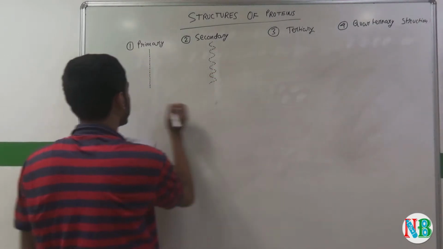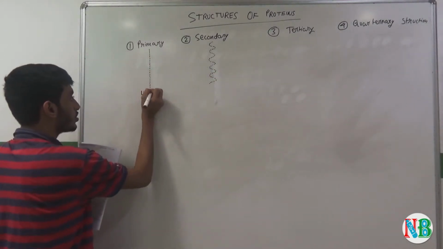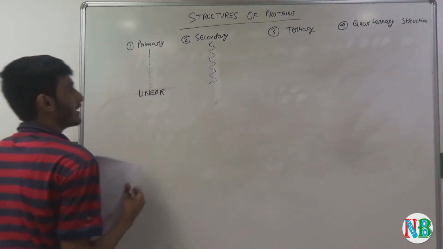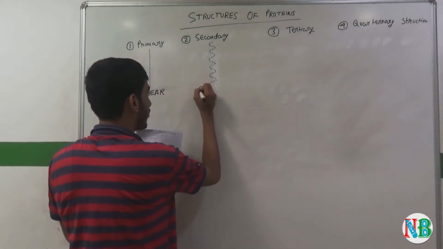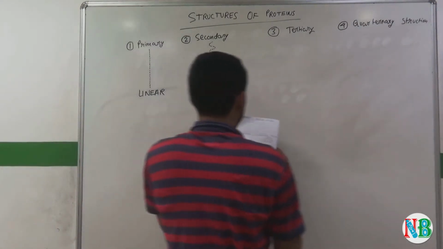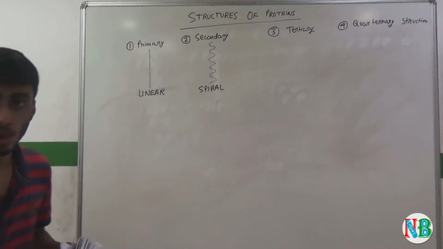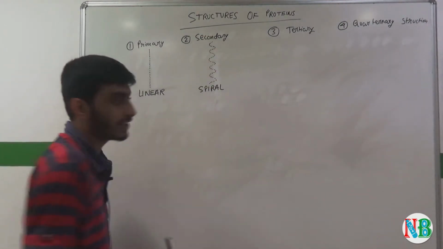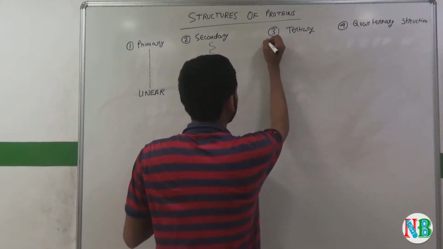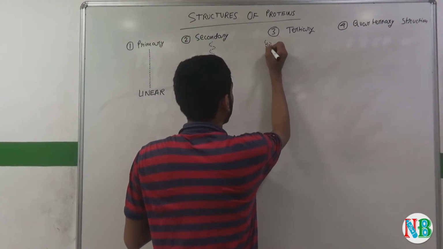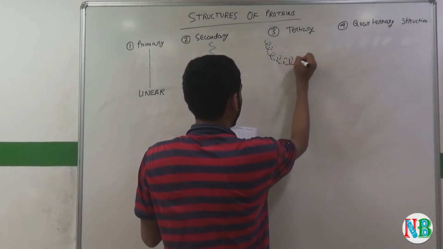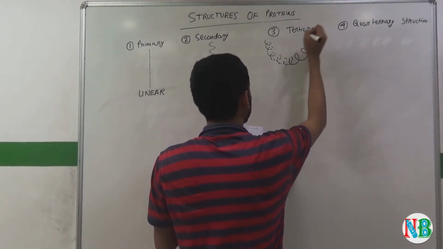On further analysis, the first one, from far away you saw it as a linear chain. When you see it further, it was spiral. When you see the spiral closely, you see that the spiral was also not all straight, it was curved. It had bends in it. So it was something like this.